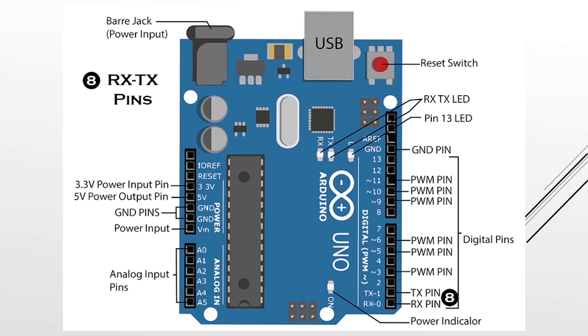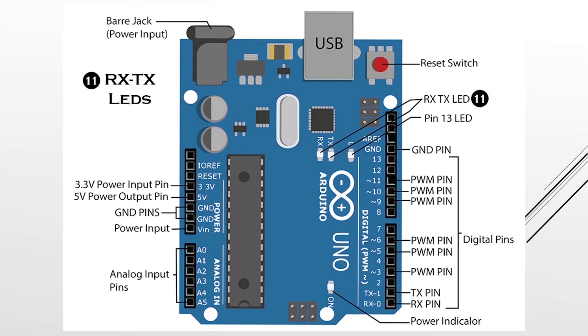RX TX pins. These are serial communication pins used to communicate with other Arduino boards as well as computers. Reset switch. This button is used to restart the code that is loaded on the Arduino. Power indicator LED. This LED should light up whenever you plug your Arduino into a power source. If this light does not turn on, there is a good chance something is wrong.